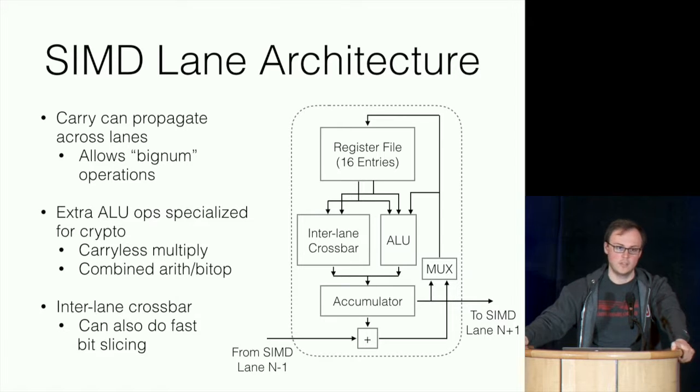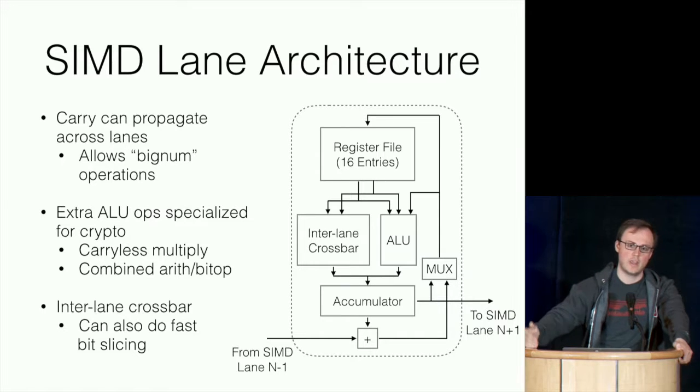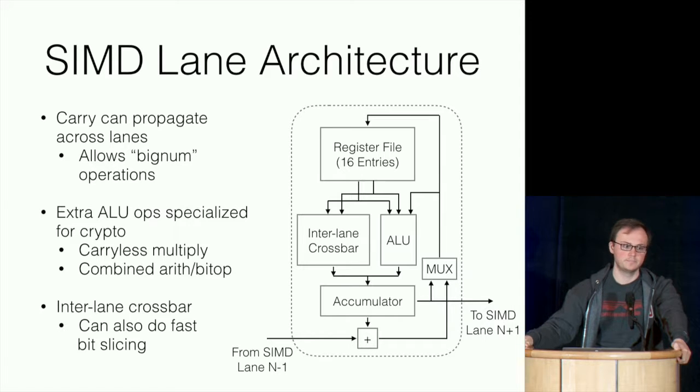But it does happen to be used in a fair number of ciphers. So AES would be an example, some modes of block ciphers, and also some other stream ciphers use carryless multiplies. Additionally, when we looked at the instruction distribution of different ciphers, we found that it was very common to do some sort of arithmetic operation followed by a bit operation. Usually this would be something like an add followed by a shift, or an add followed by an XOR. So we made it so that you can compress an arithmetic operation followed by one of these bit operations into a single instruction.